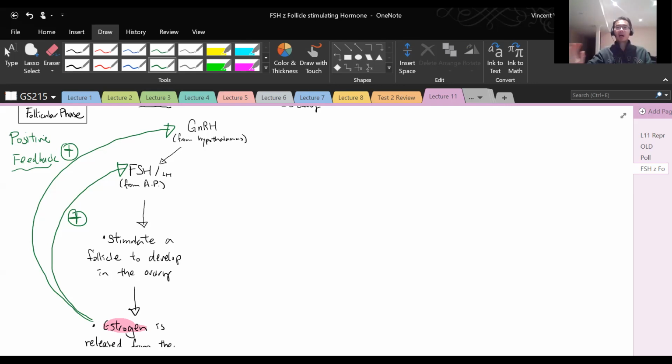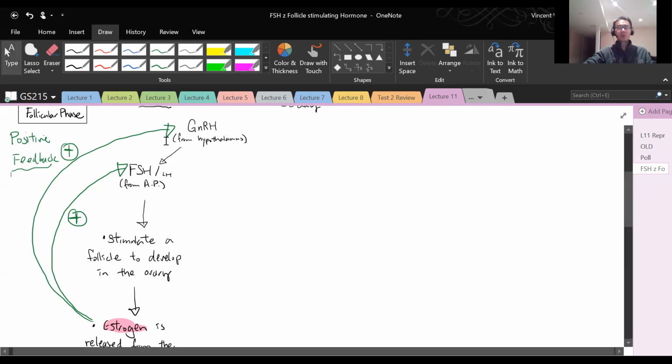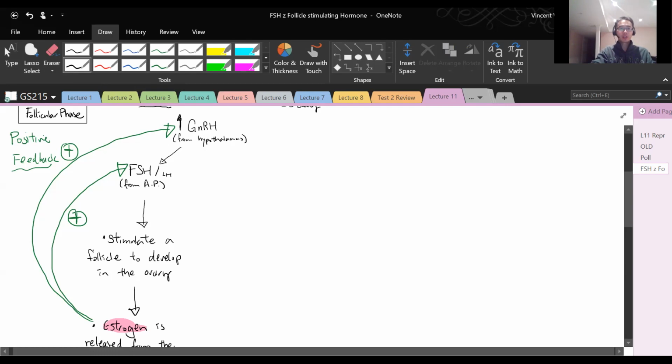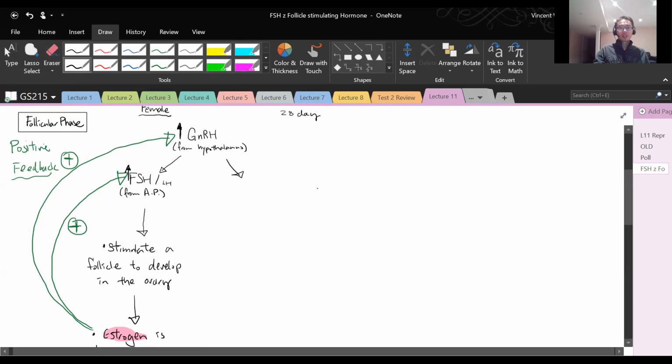In this context, it's positive feedback because we started with an increase in GnRH. I'll put an arrow here, increase in GnRH. That will cause FSH and LH to increase, and then you will have increased estrogen. And then the estrogen will cause the GnRH to further increase, intensifying and exaggerating the original trigger. So that's what happens. And once that happens, now we are in the second part of our situation. We're getting to the luteal phase.